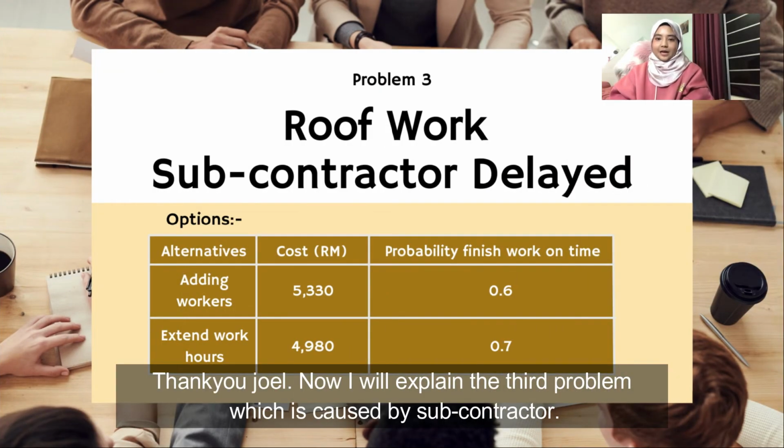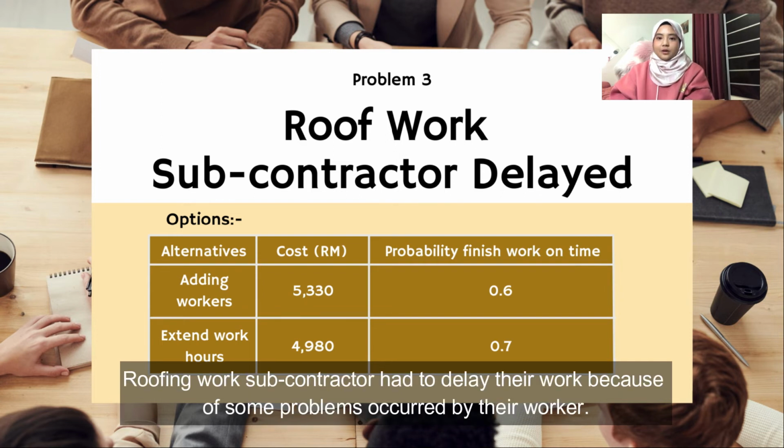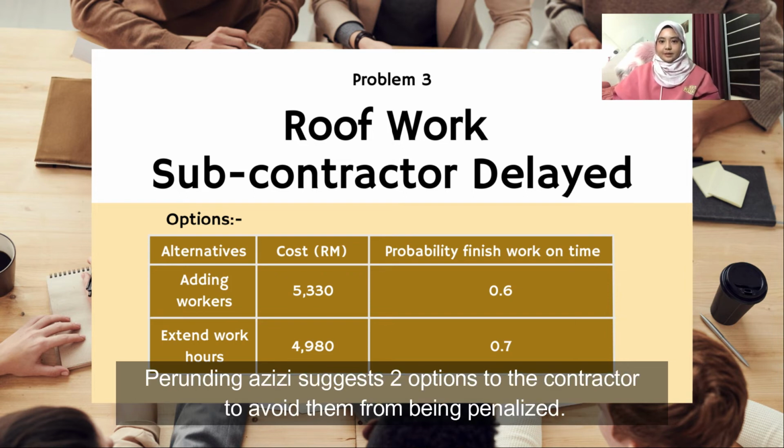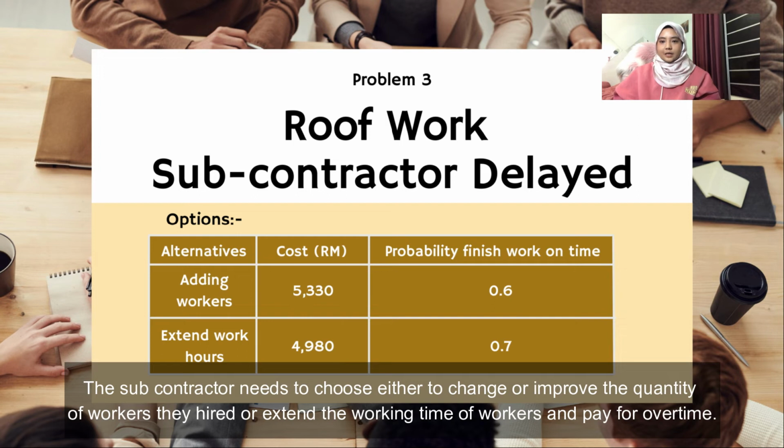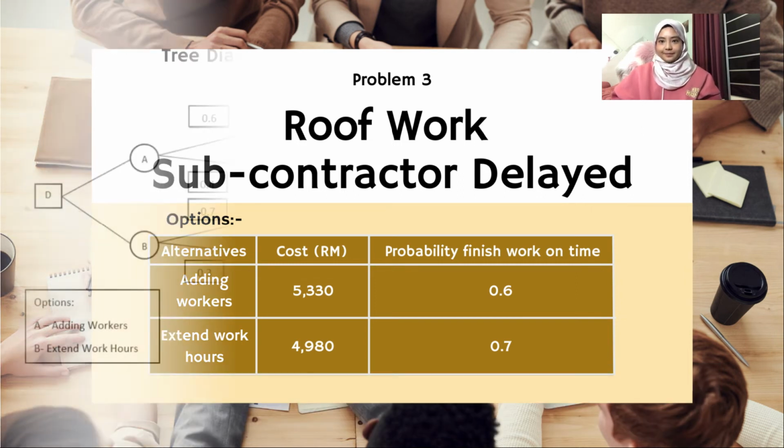Thank you, Jawad. Now, I will explain the third problem, which is caused by the subcontractor. The roofing work subcontractor had to delay their work because of some problems caused by their workers. Perunding IZZA suggests 2 options to the contractor to avoid being penalized. The subcontractor needs to choose either to improve the quantity of workers they hired or extend the working hours of workers and pay for overtime.